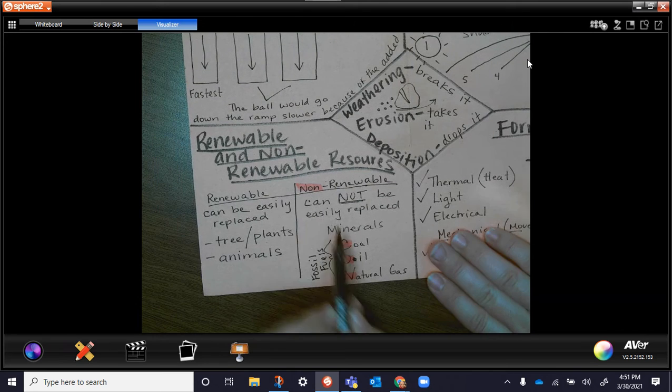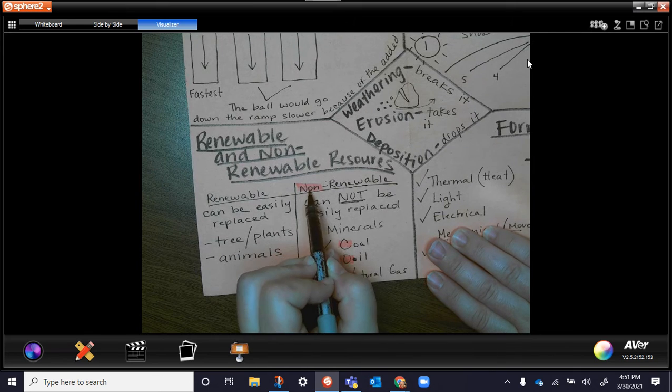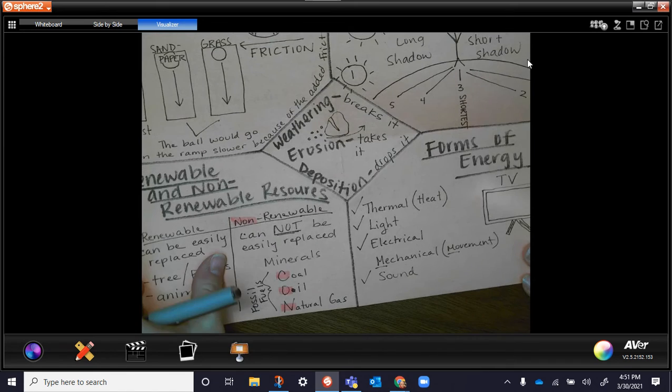So con, rhymes with non. So remember con, coal, oil, natural gas. Those are your fossil fuels.